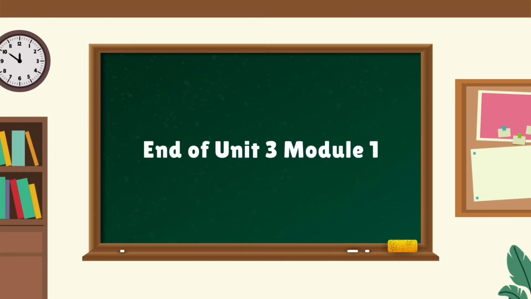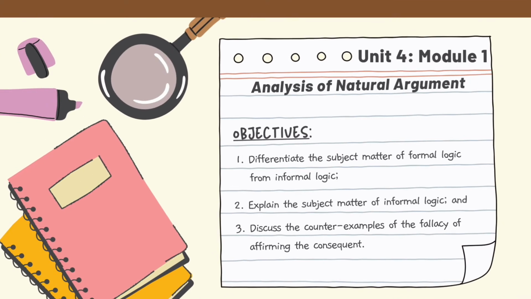Moving along, we have here Unit 4, Module 1, Analysis of Natural Argument. Contrastingly, we also have the so-called natural argument that occurs in ordinary discourse. The objectives. After completing this module, you should be able to first, differentiate the subject matter of formal logic from informal logic. Second, explain the subject matter of informal logic. And lastly, discuss the counterexamples of the fallacy of affirming the consequent.